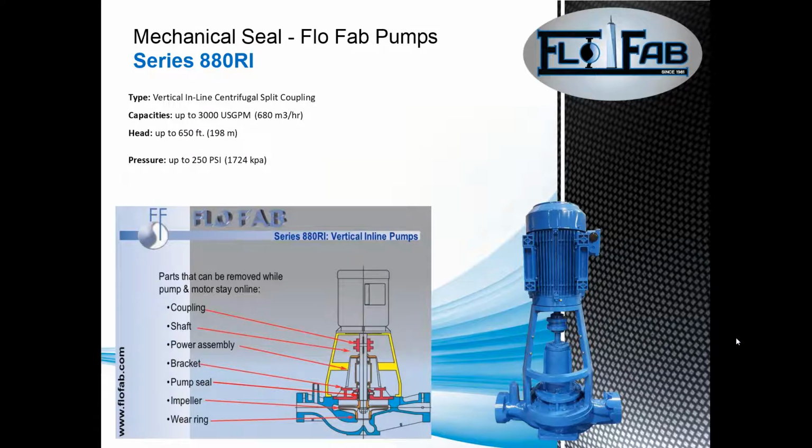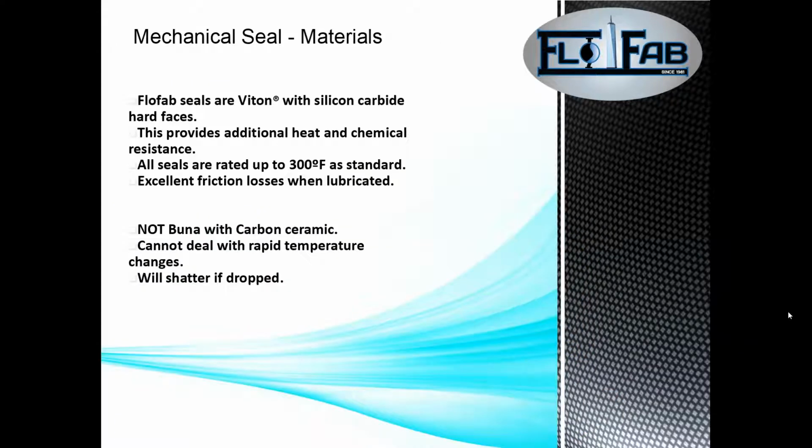Okay, and so what mechanical seals does FloFab use? So all of our mechanical seals are Viton with silicon carbide. And what is the reason behind this? Well, Viton has excellent heat and chemical resistance, because obviously there's going to be friction, right? Because you have one rotating face and one stationary face, that's going to be a lot of friction. So the heat, you want a mechanical seal that's going to be able to take a lot of heat.